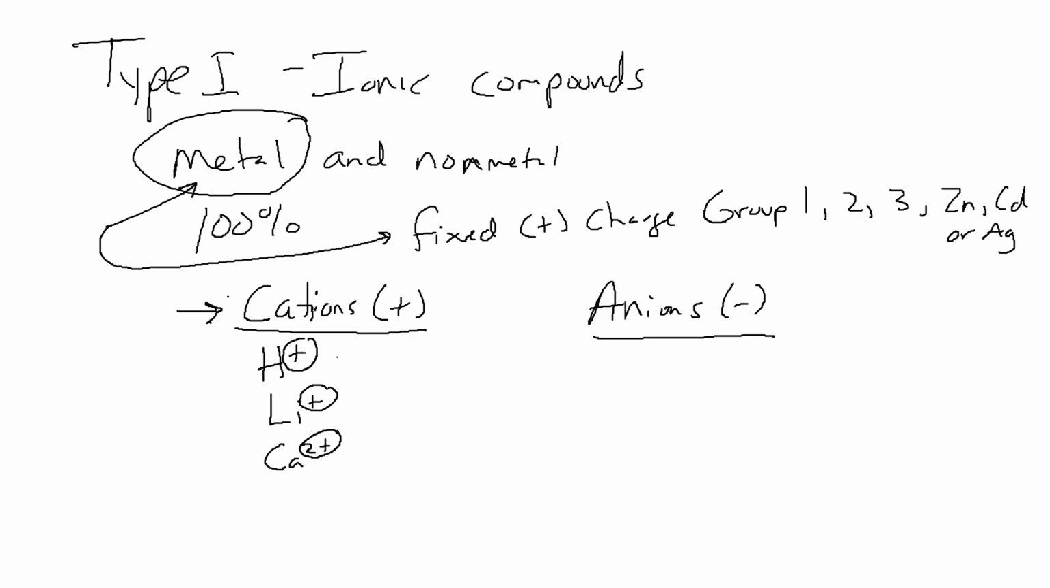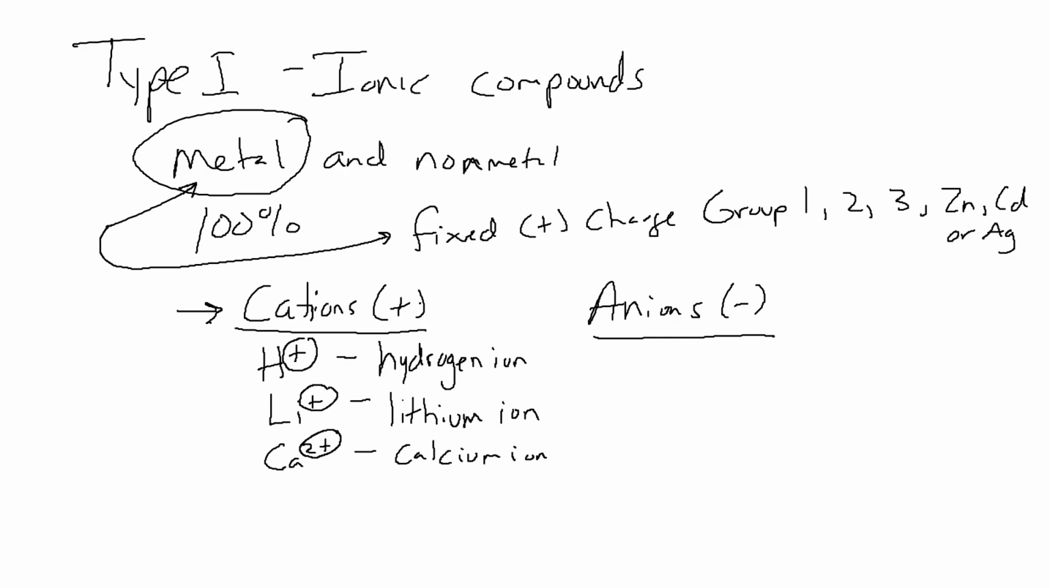How we name positive type 1 cations, we simply use the whole name of the element, or the metal in most cases. So that's going to be the hydrogen ion at the end. This is lithium, so this would be the lithium ion. This is calcium, which would be the calcium ion. So if you have a positive type 1 metal or cation, we simply use the whole name of the metal, and we put ion at the end if we're writing the name of an ion.